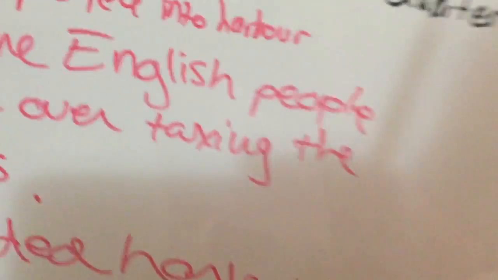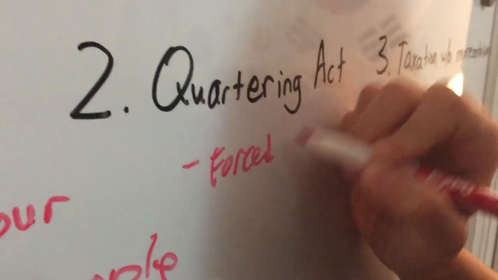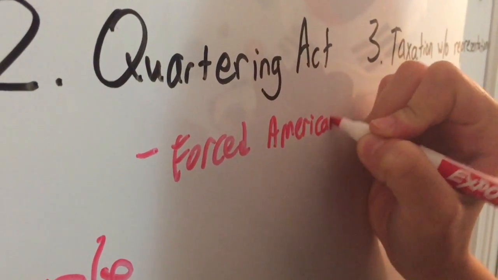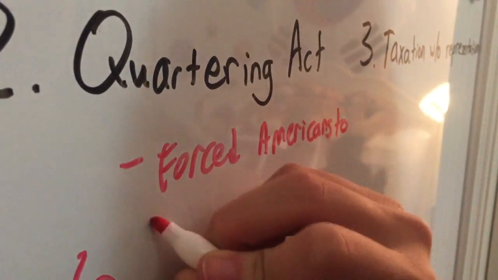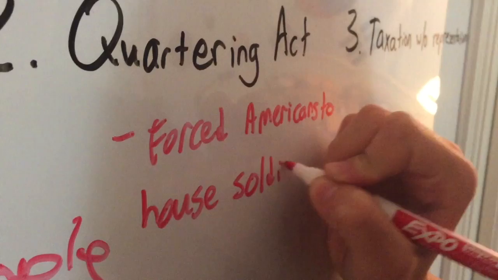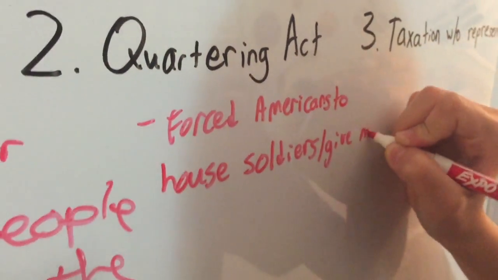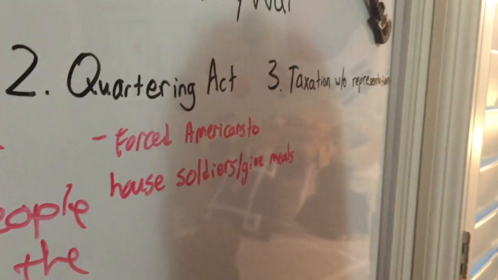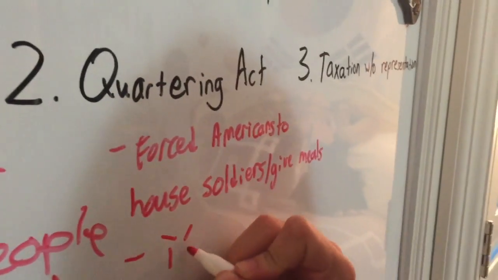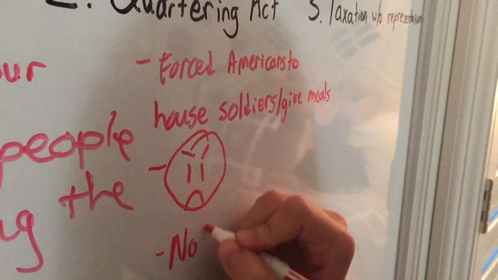Okay, so the second thing is the Quartering Act. Basically forced colonists to house the soldiers. And obviously, if somebody came into your house and demanded food and shelter, and it was the law to give them food and shelter, how would you respond? You obviously would not be happy. I mean, yes, they're soldiers fighting for, quote-unquote, your country, but still, you'd be very mad.